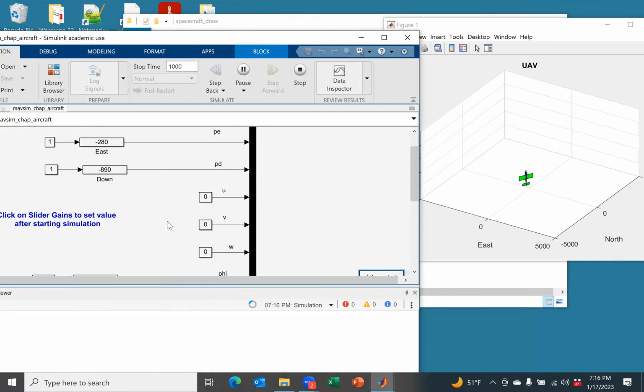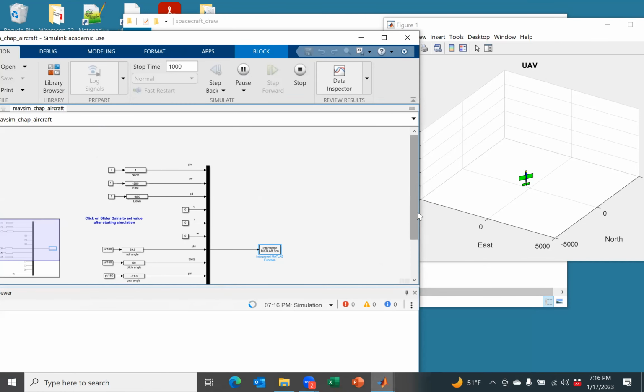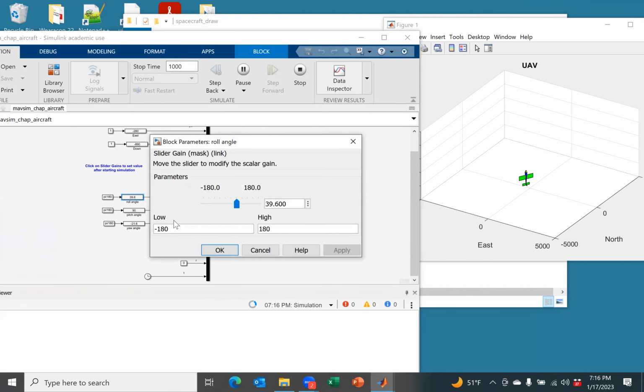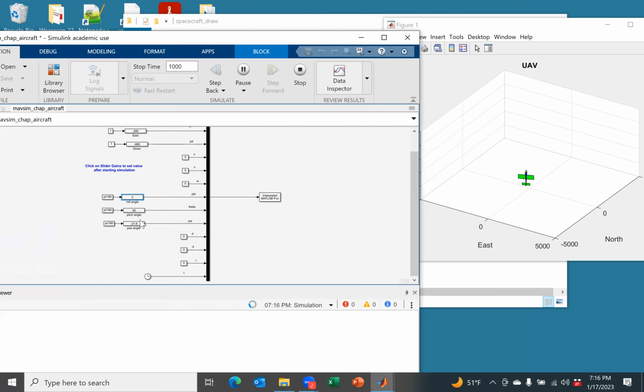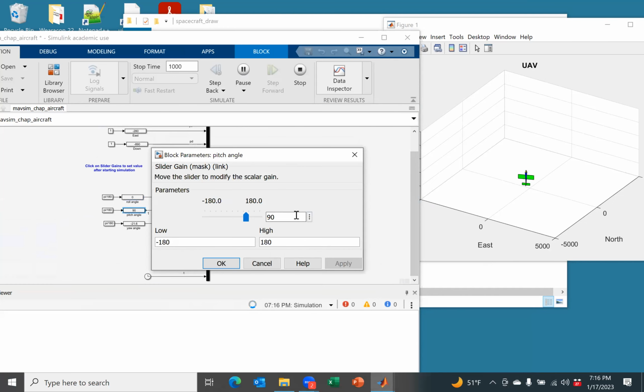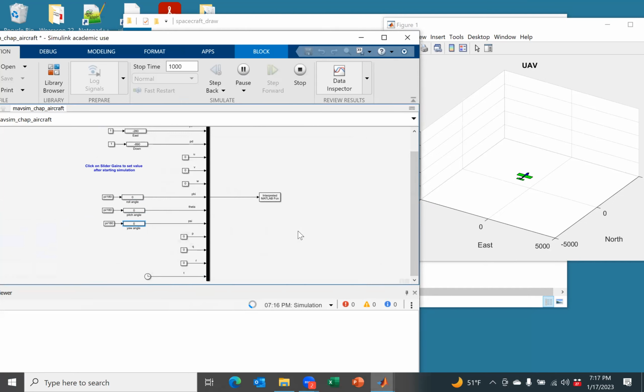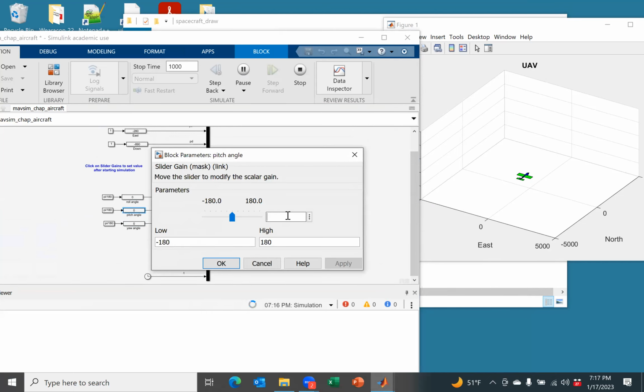What I want to do is show you something that I said that I will discuss. So I have a roll angle. I'm going to say my roll angle is 0, my pitch angle is 0, and my yaw angle is 0. Are you with me? So I have an aircraft that is in level flight. What I'm going to do is increase my pitch angle to say 50 degrees.